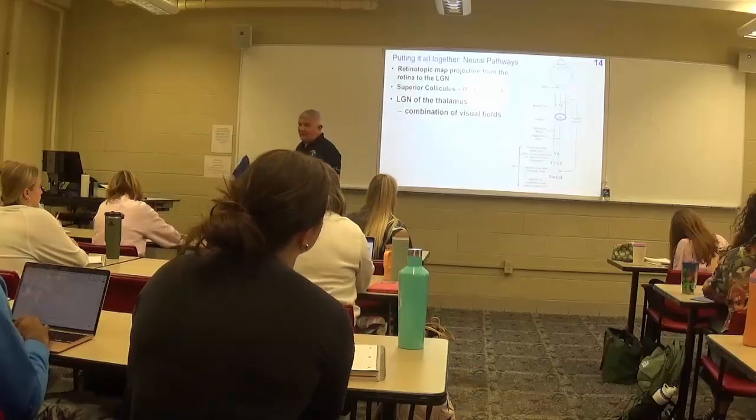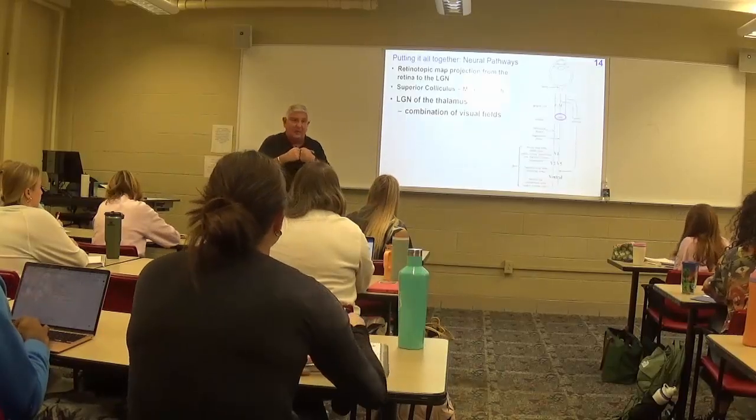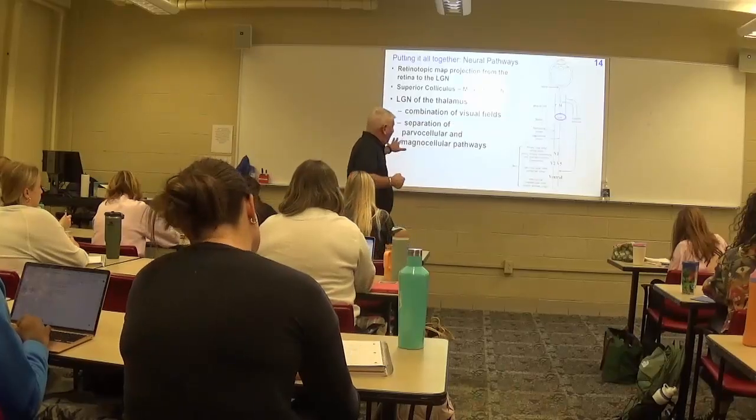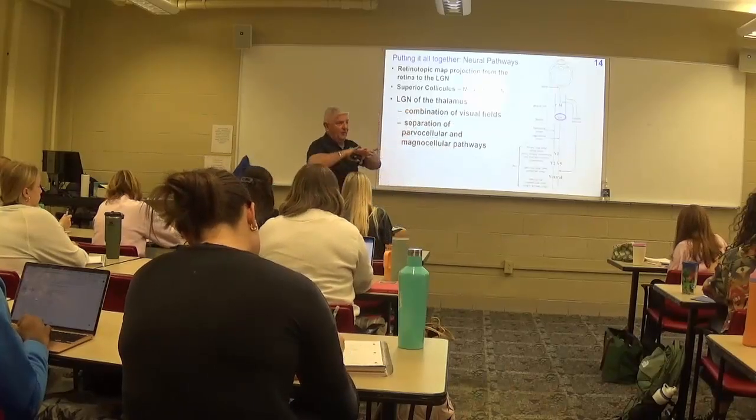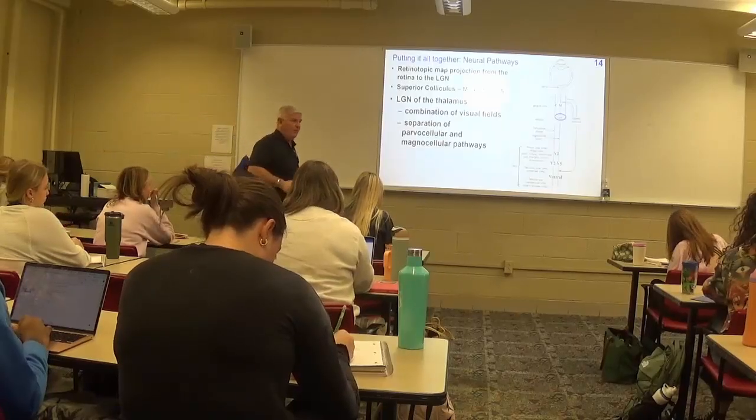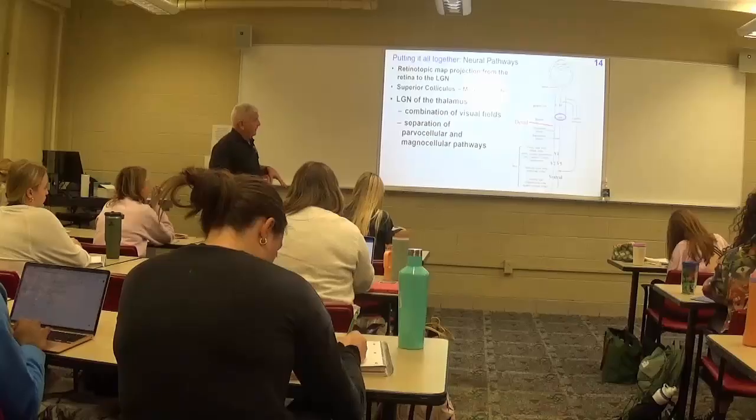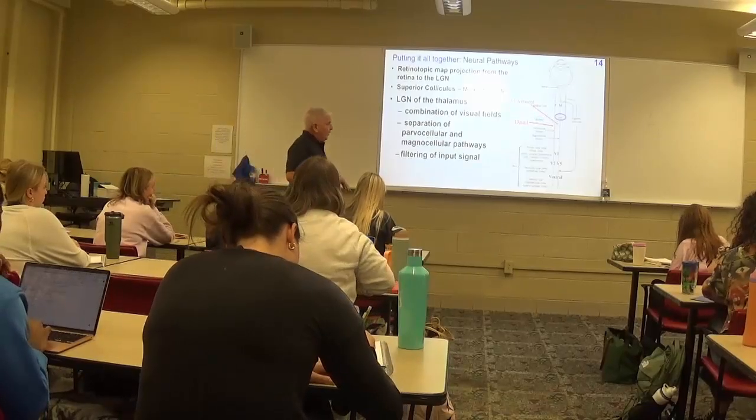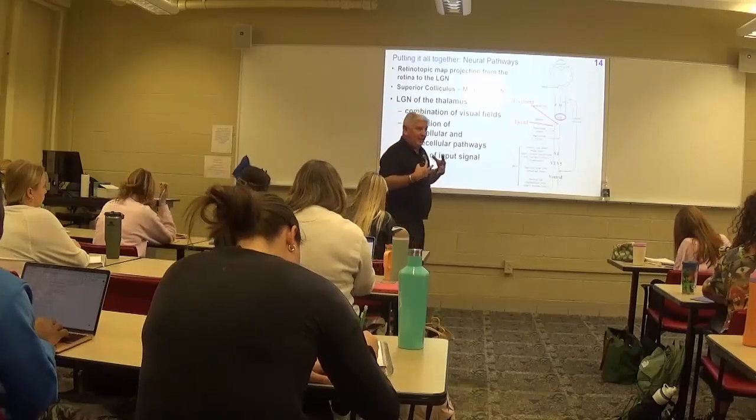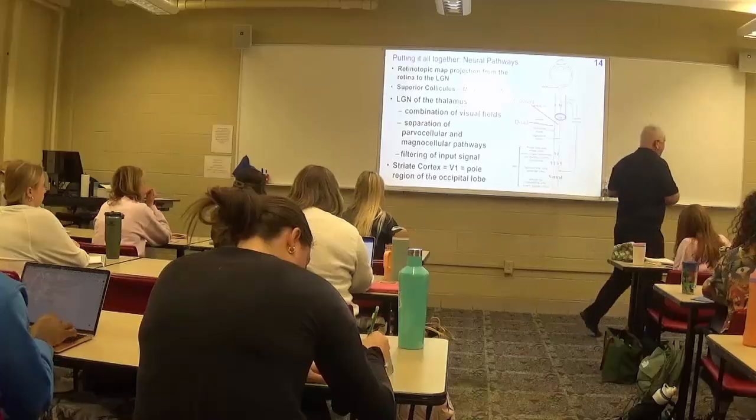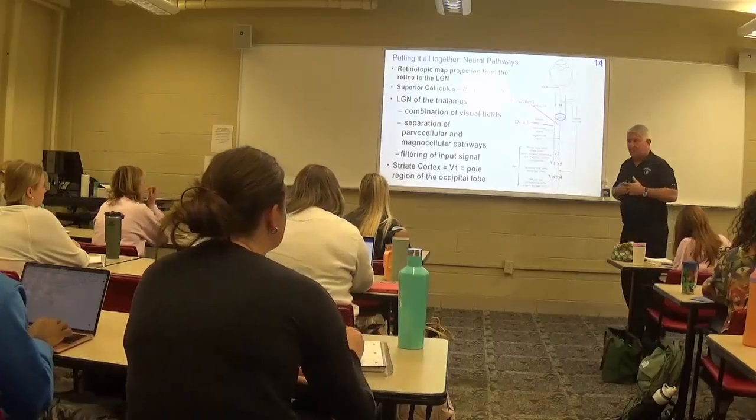LGN is the first place we combine ipsilateral and contralateral signals into one image. We have separation now of fovea versus peripheral with parvocellular and magnocellular, so we have detail and sort of movement. We have filtering that's happening in the LGN, and then we're going to hand it off to V1. And V1 is our primary visual cortex.